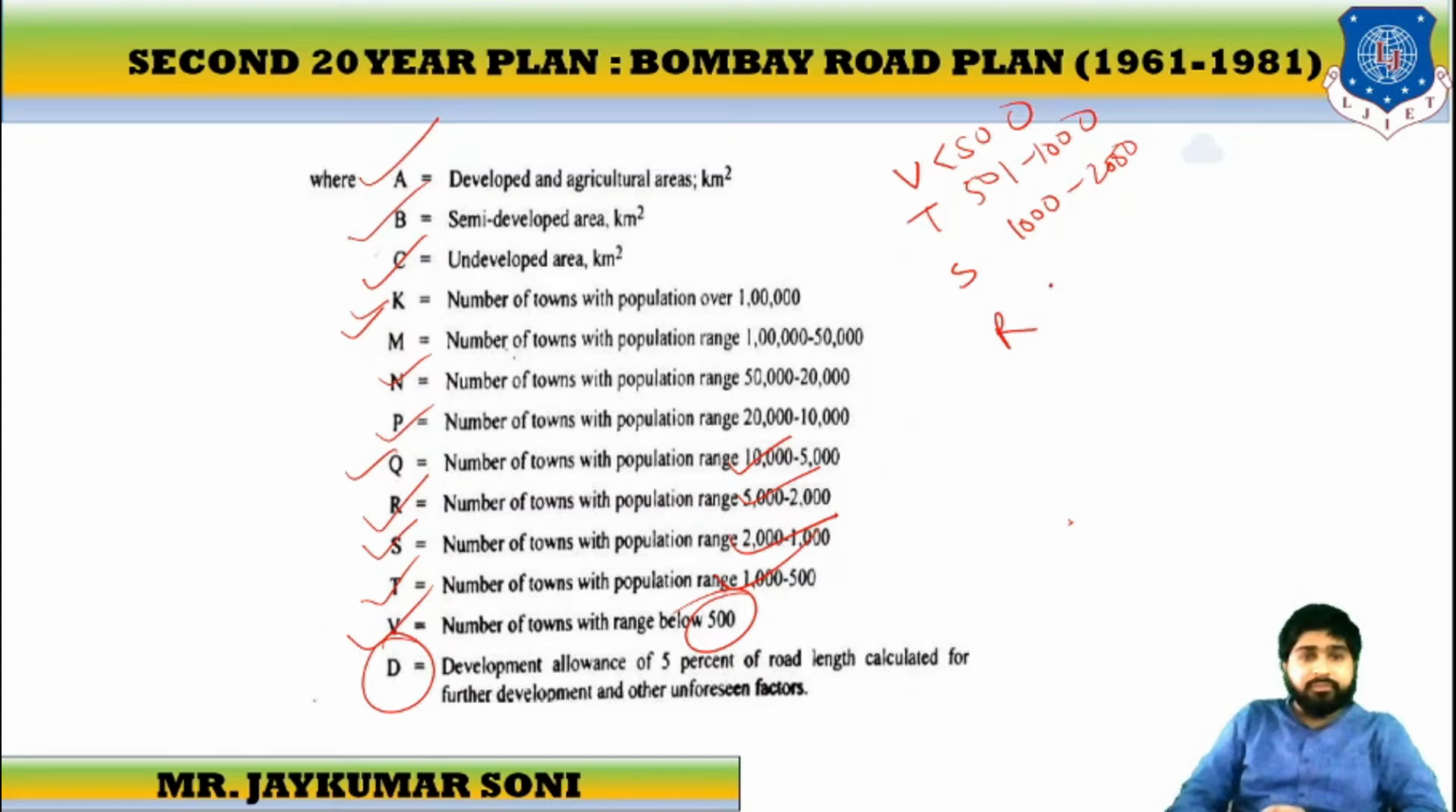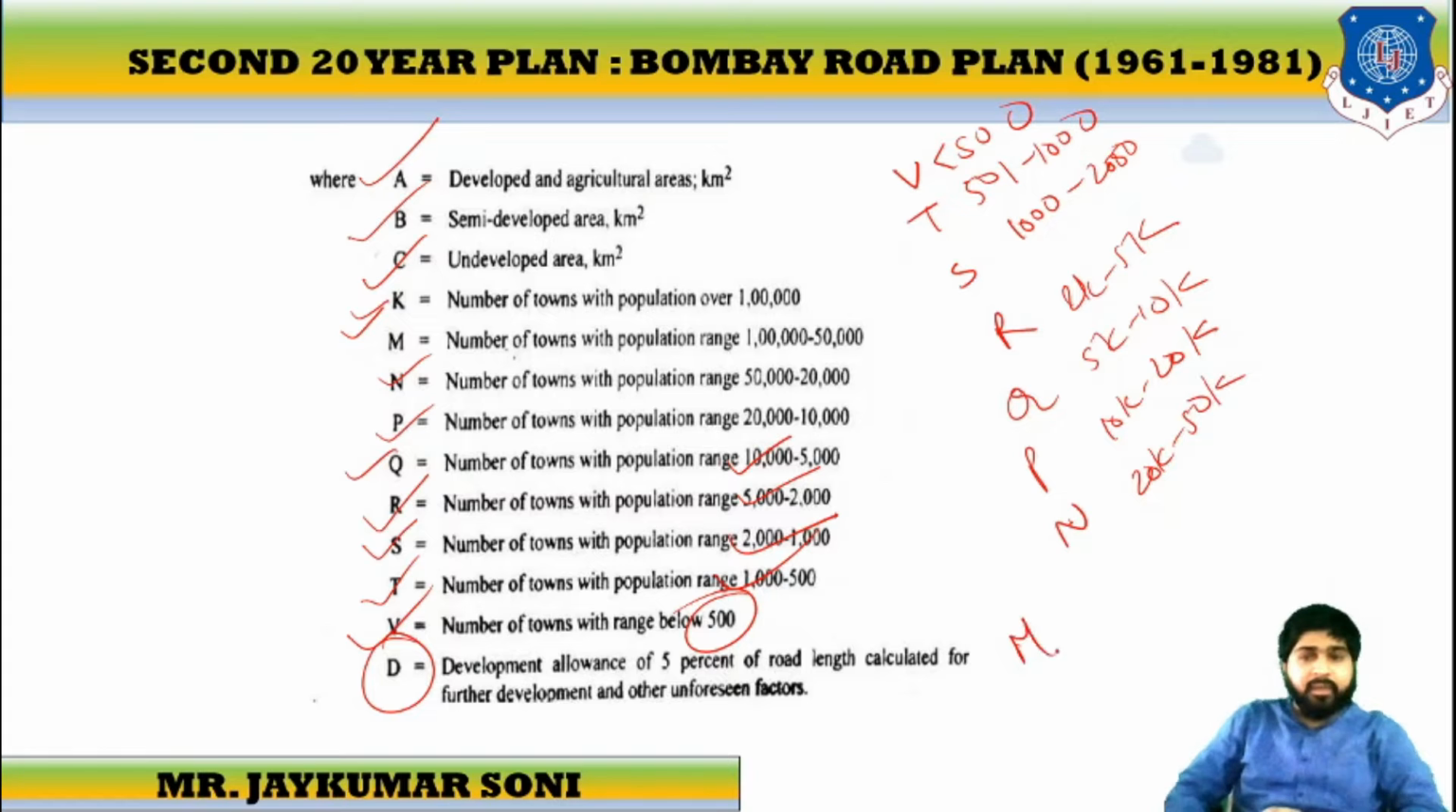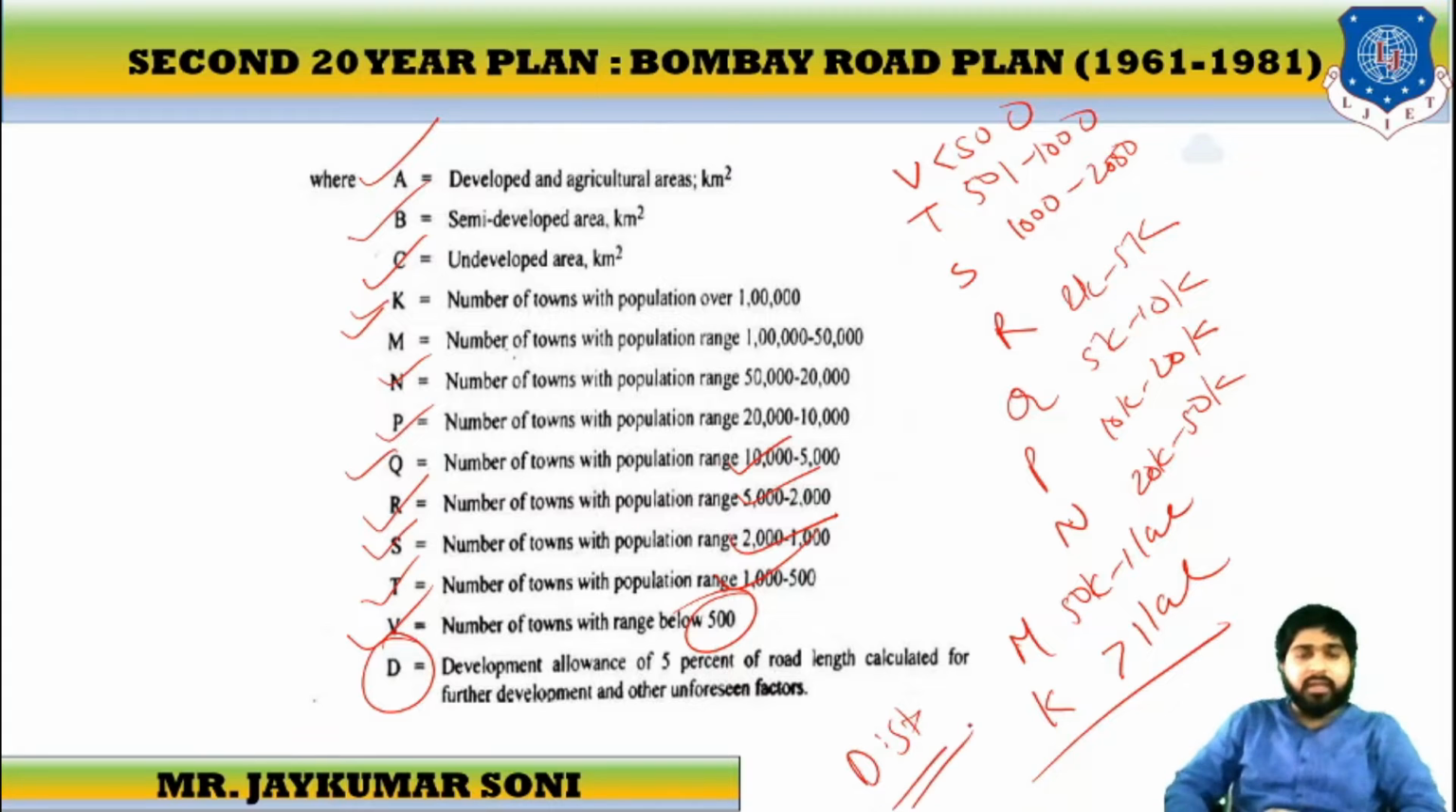Then comes R. It is from 2000 to 5000. Then comes Q. Q is from 5000 to 10,000. Then comes P, that is from 10,000 to 20,000. Then comes N, that is from 20,000 to 50,000. Then comes M, that is from 50,000 to 1 lakh. Then comes K, which is about 1 lakh. Then comes D, that is 5% of the total.